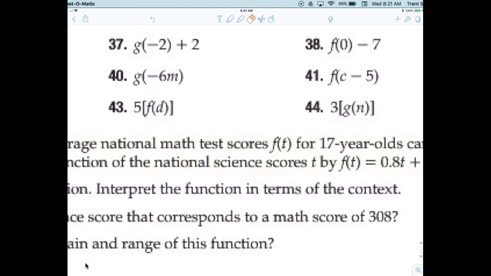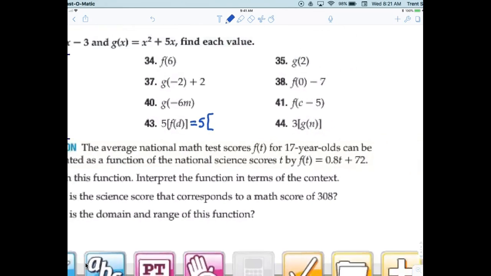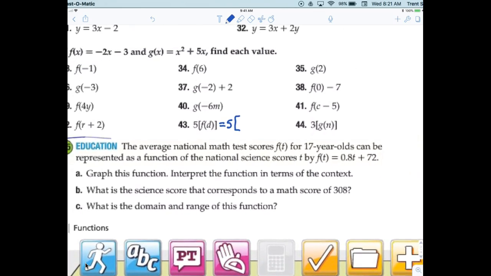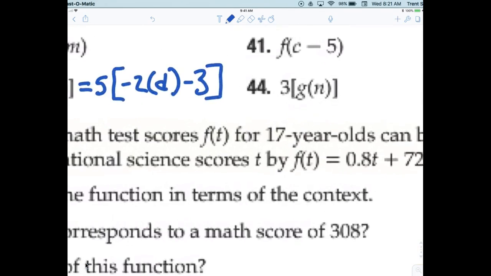So the first thing I do is find f of d, which means wherever I see an x, I put what? d. That's all there is. Wherever I see an x, I put d in the f function. So here we go, equals 5. I'll keep the brackets here. Then I look at the f function, which is negative 2x minus 3. So it'd be negative 2, open parentheses, d, close parentheses, minus 3, close the bracket.